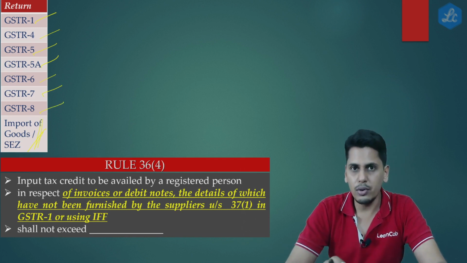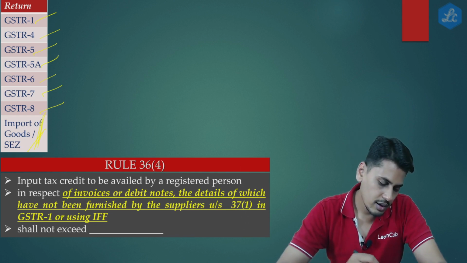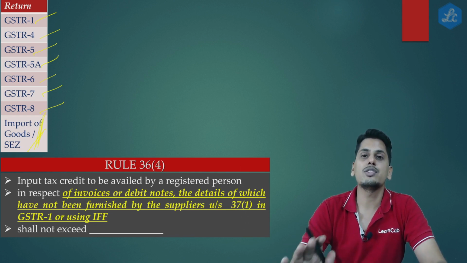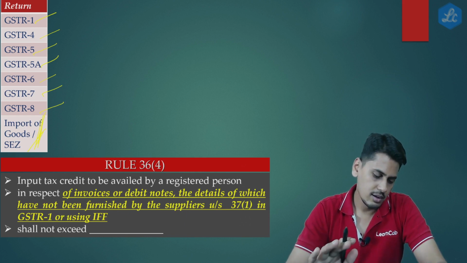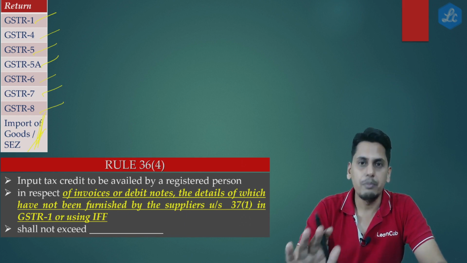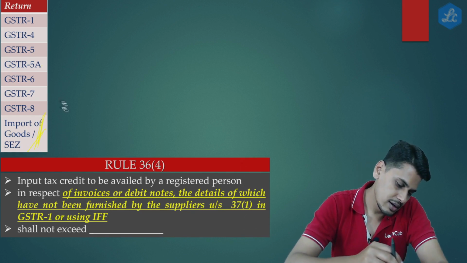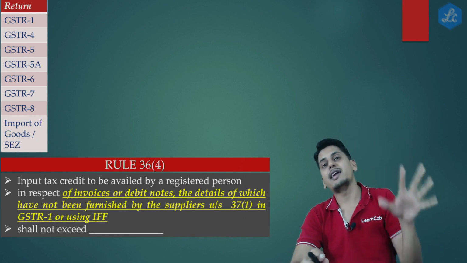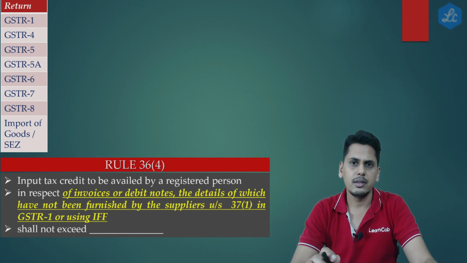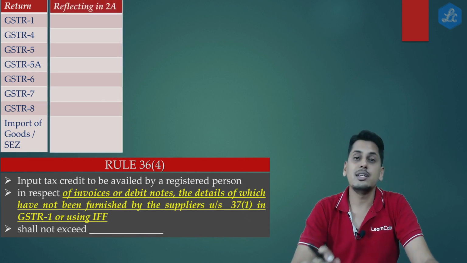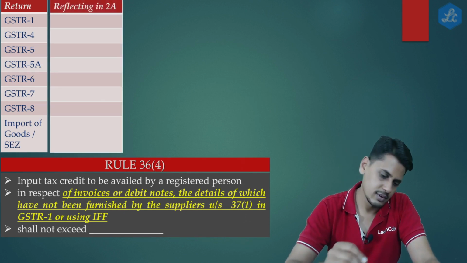When goods are imported or purchased from a special economic zone based on bill of entry, IGST needs to be paid. Are we sure about that? Yes. Now friends, please tell me, when GSTR 1 is being filed by some supplier at some end, it would get reflected in GSTR 2A? Yes.